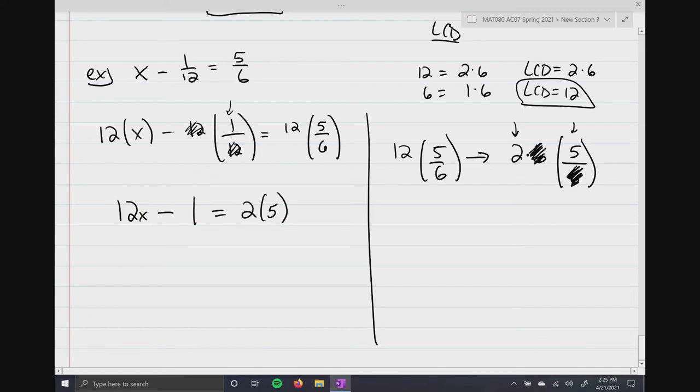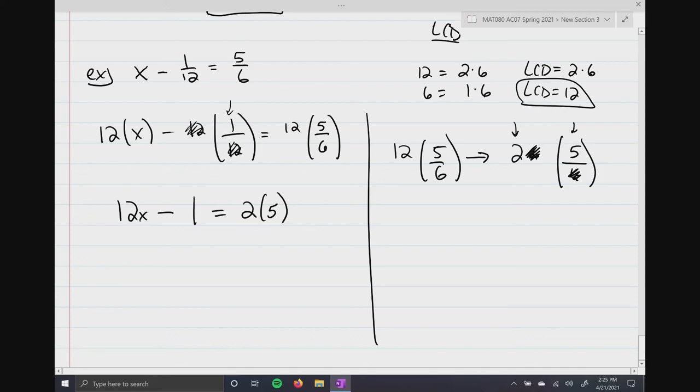All right, so let's recap real quick. I had to find an LCD, it was a 12. I multiplied everything by 12. Everything was pretty standard until I got to the right-hand side of the equation, which is 12 times 5 over 6. So I rewrote 12 as 2 times 6, and the reason why I chose that is because I have a 6 in the denominator. Remember, our goal is to get rid of that denominator. So I simplify it and I write whatever's left over, 2 times 5.